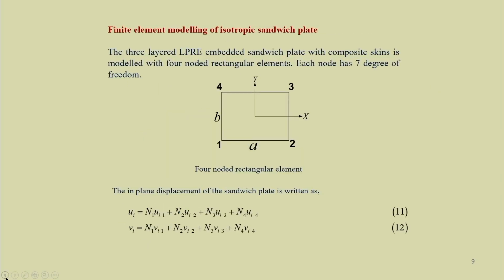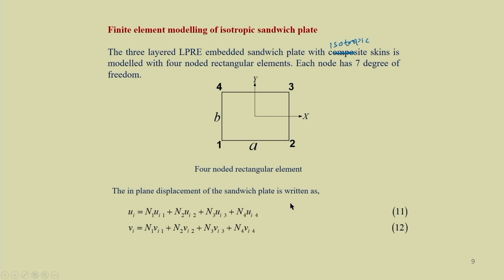Knowing this U skin and U core, now we can go for the FEM formulation. In this FEM formulation, the 3 layered LPRE embedded sandwich plate with isotropic skin can be modeled. So let us take this isotropic skin, which is modeled with a 4 noded rectangular element. Each node has 7 degrees of freedom. We have taken each node with 7 degrees of freedom.